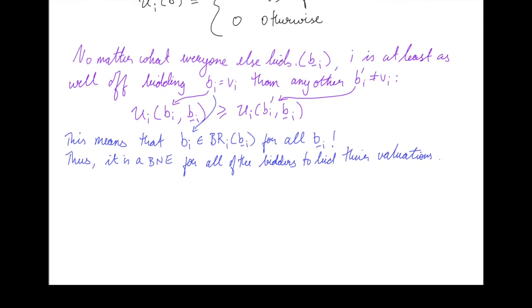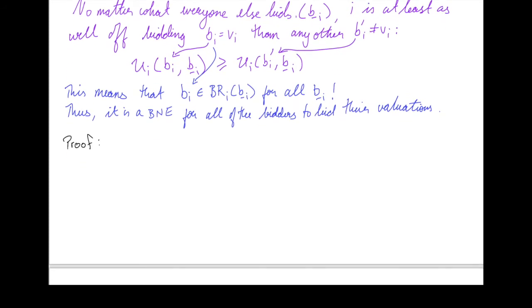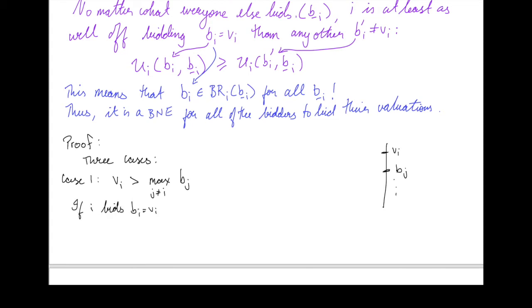So let's prove that. We'll consider 3 cases. The first is where we look at the bids of the other players, all j not equal to i, and we look at the biggest of those, and v_i is bigger than that. So if we drew a picture, it would look like this. We have v_i up here, and we have b_j here, and all the other bids are below b_j. If i bids b_i equal to v_i, so if he bids his valuation, in fact, if he bids anything above b_j, then i wins. So for any bid up here, i wins.